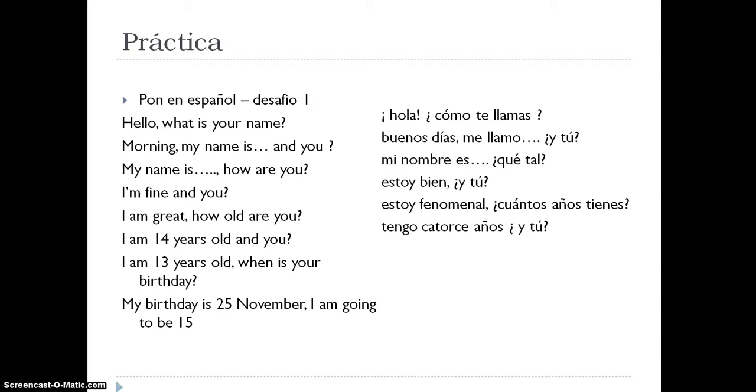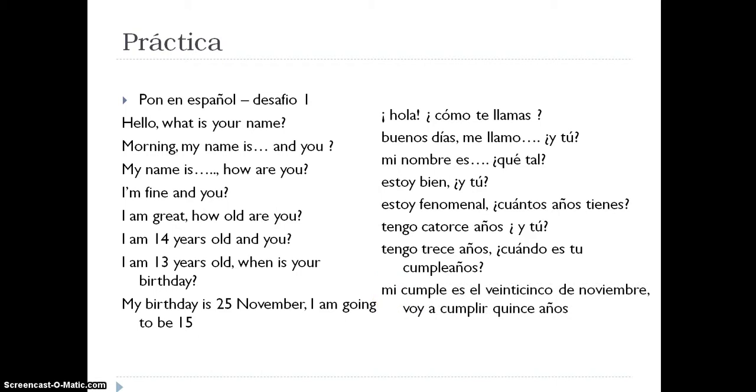Tengo 14 años. ¿Y tú? Remember your tilde above the N as well, and what it means otherwise. Tengo 13 años. ¿Cuándo es tu cumpleaños? Mi cumple, I've changed it to cumple, but it could be cumpleaños, es el 25 de noviembre. It's always good, if you're not very good with your numbers, to write them out in full, so you get used to the numbers in that format. But you can write in figures. Y voy a cumplir 15 años, so I'm going to be, or I'm going to complete 15 years. Okay, so that's challenge one.